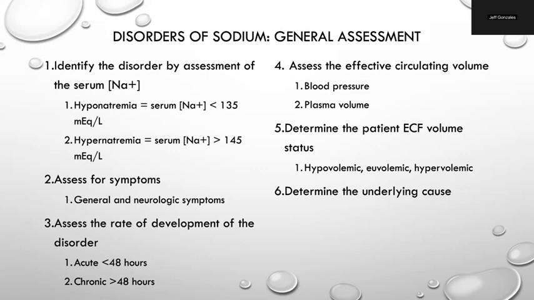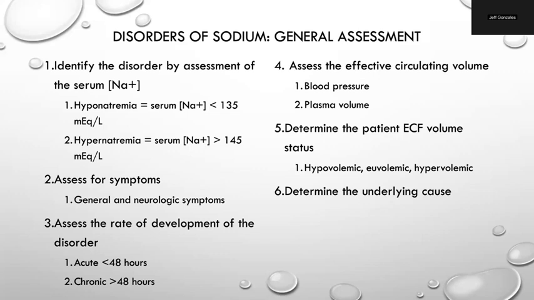Once you determine the sodium disorder, you have to determine if a volume disorder is also present. This includes assessing the blood pressure and extracellular fluid volume. The differential diagnosis of sodium disorder can effectively be narrowed by determining the patient's volume status. This will help determine the underlying cause of the sodium and water disorder. All these steps are needed in order to create an effective plan for the patient.